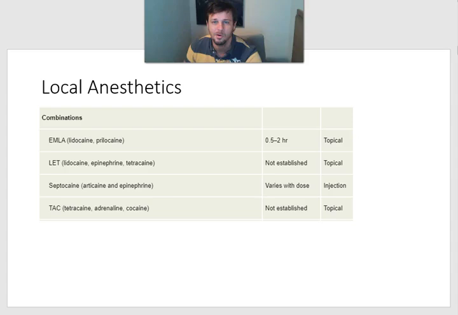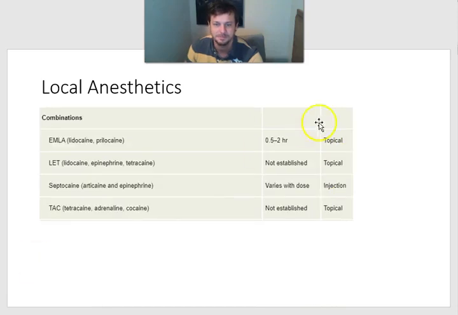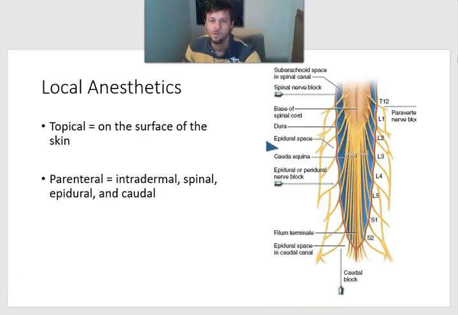So with our local anesthetics, either your amides or your esters or your combos, you'll see that some of them are topical, some of them are injections, right? So we can either do it topical, just on the skin surface, or parenteral in these injections. And for a lot of your local anesthetic injections, you're either going to be doing intradermal, so injecting into the dermis. This is for like skin surgeries to have stuff removed that way, or any kind of orthodontic work. You can also get spinal injections.